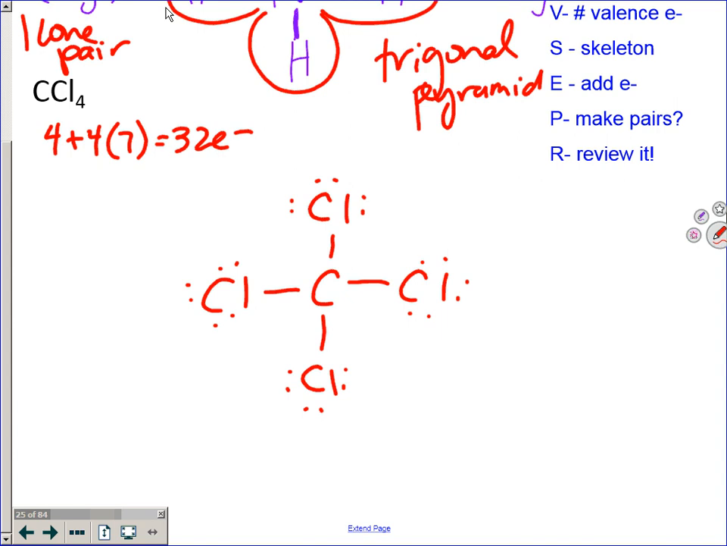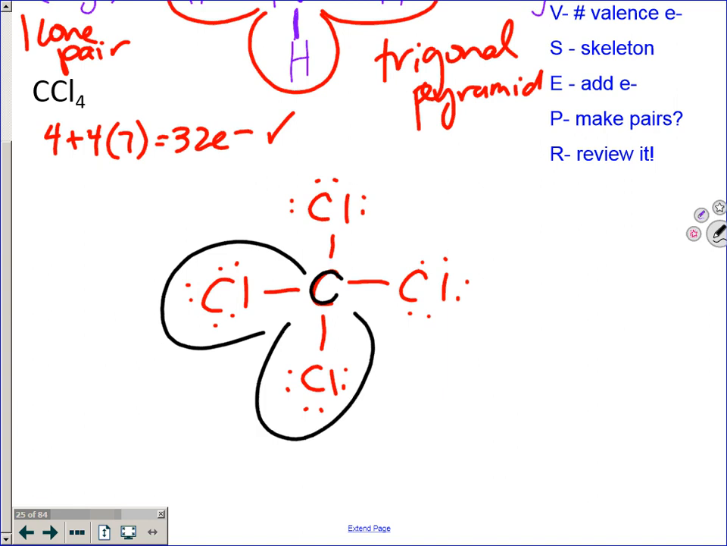So now count by 8s for me. 8, 16, 24, 32. Okay, so check. I've gotten my 32. So now I need to go to the shape. Parker, how many ligands are on my central atom of carbon? 4 ligands. So you have to look at your central and you say there's 1, 2, 3, 4 ligands. There's 4 legs.